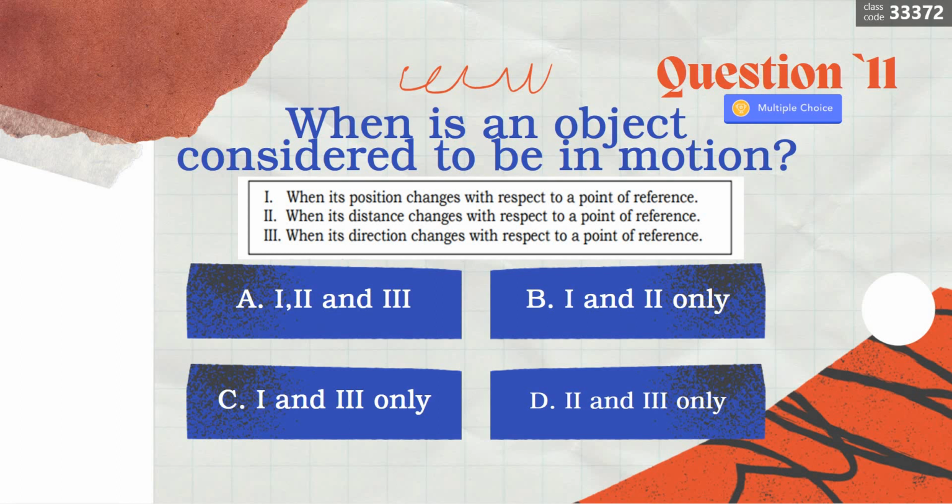3. When its direction changes with respect to a point of reference. Is it A, 1, 2, and 3, B, 1 and 2 only, C, 1 and 3 only, and D, 2 and 3 only? Very good. That is letter A, 1, 2, and 3 are all of the above.